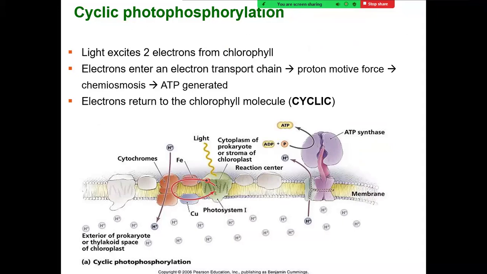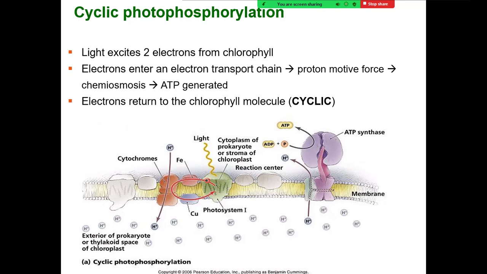Why is this called cyclic photosynthesis? Because the electron starts in photosystem 1 in the chlorophyll. The electron moves to this protein, moves to that protein, moves to that protein, and then returns to its starting position, which is the chlorophyll. It's called cyclic photosynthesis because the electron moves in a circle, a cycle. Any question about any of that?